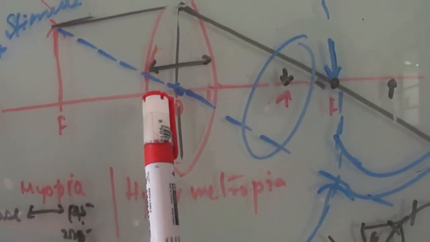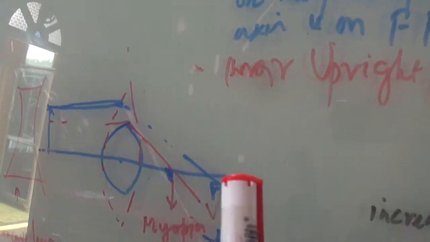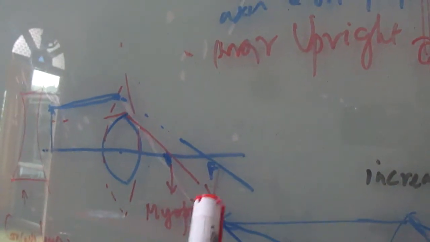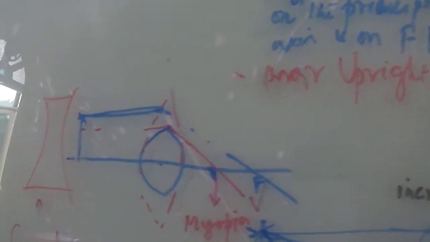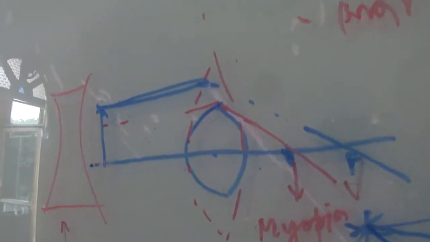So if this diameter somehow increases, what will happen? You see the rays now shift towards this point, toward the center of this lens. So you will see the focal length to some extent shifted, that means it decreases, or it changes its position from the normal eye. In that case, you will see that the focus shifted. So your eye has the problem of defective long vision.